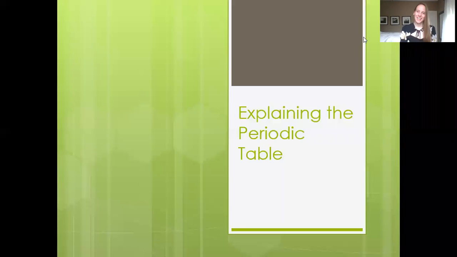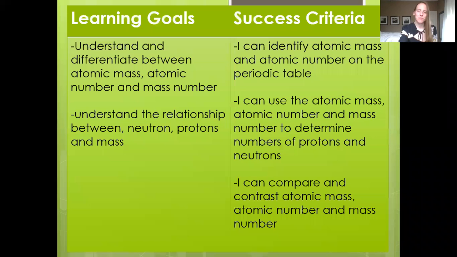Okay, so this lesson is titled Explaining the Periodic Table. And what we're going to be going over is what atomic mass, atomic number, and mass number are, as well as where to find them on the periodic table. And then also how to determine the number of protons, the number of neutrons, and probably the number of electrons as well, based on those numbers.